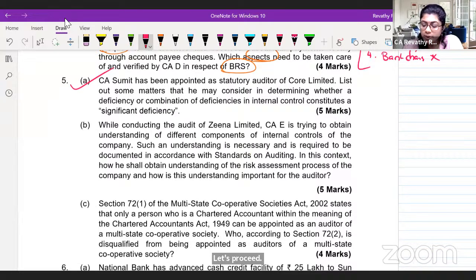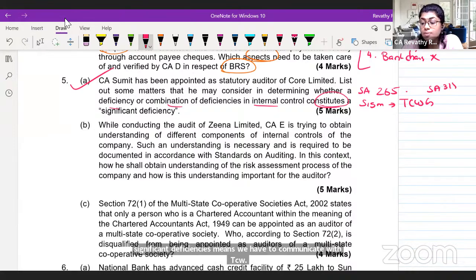CA Sumit has been appointed as statutory auditor of Core. List some matters that may be considered in determining whether deficiencies or a combination of deficiencies constitute significant deficiencies in IC. This I'm not going to discuss, I'll just say which SA: SA 265. Significant deficiencies means you have to communicate with TCWG. In fact, we can relate it with 315, but don't quote it for the exam. Which deficiencies are significant? Fraud or error? Fraud.